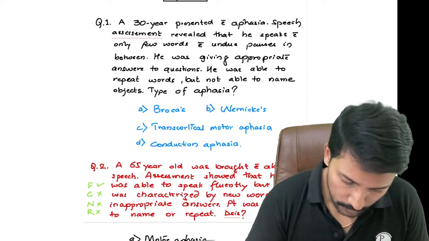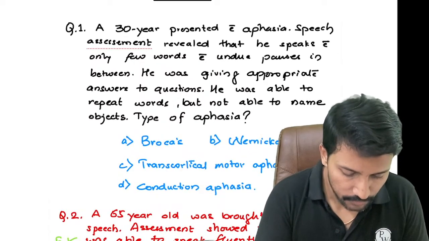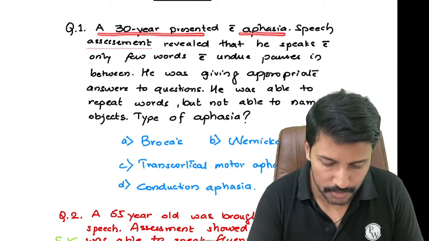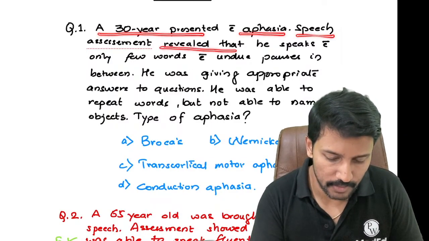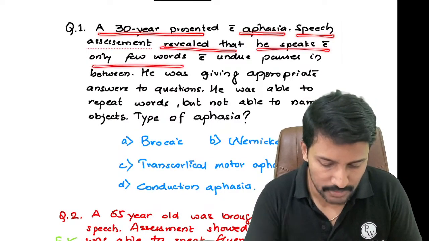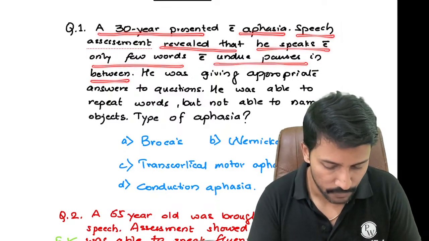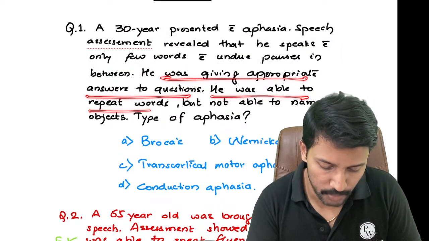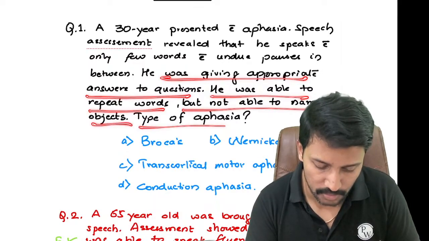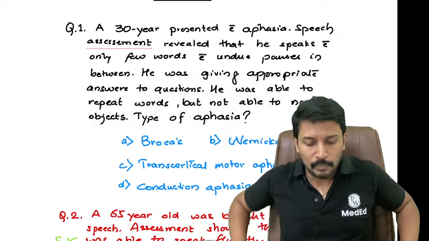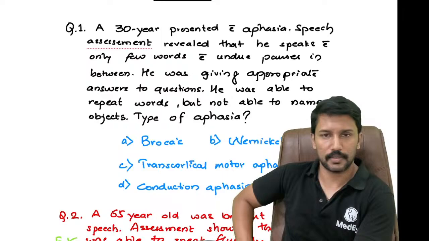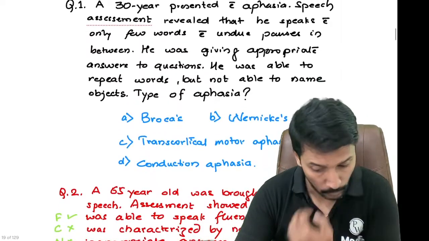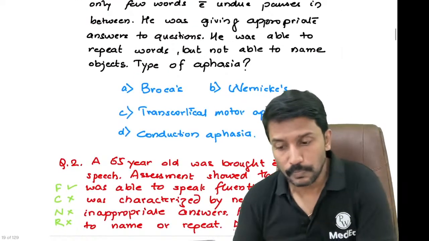What information do we have from the question? We have a 30-year-old who presented with aphasia. Speech assessment revealed that he speaks with only a few words and undue pauses in between. He was giving appropriate answers to questions. He was able to repeat words but not able to name objects. Which type of aphasia is it? So how to approach such questions?